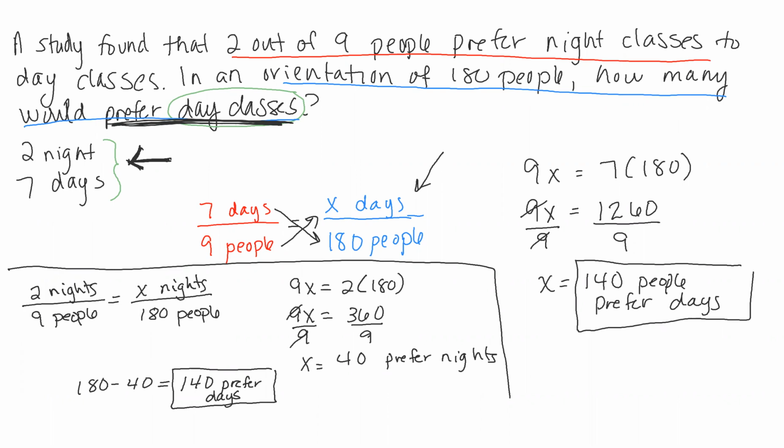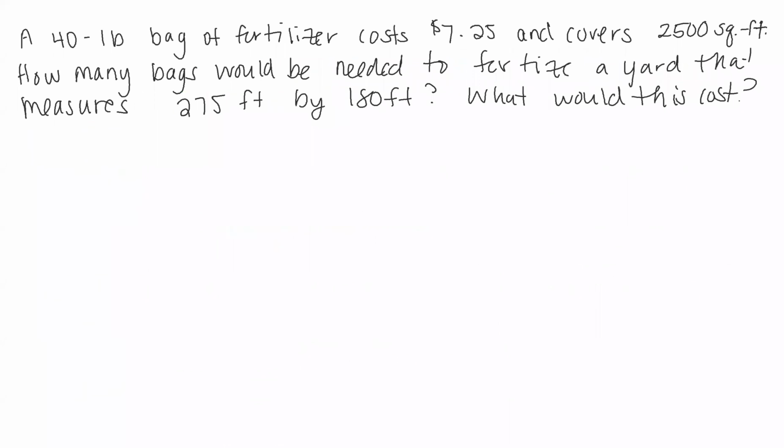All right, last problem, and this one has several things going on. Okay, so let's read it carefully and then we'll get started. So we have that a 40-pound bag of fertilizer costs $7.25 and covers 2,500 square feet.